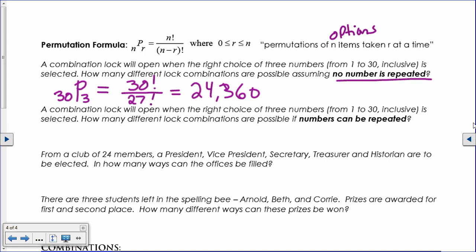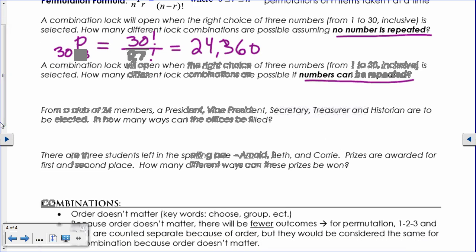What's different about how this is worded? All the words are exactly the same except for what little part? Numbers can be repeated. So that means if I use 1, can I use 1 again? Yes, it's not off limits. So this is actually not considered a permutation. We have to think about this a little bit differently. Is it a combination? It's not a combination either. This is kind of a weird idea.